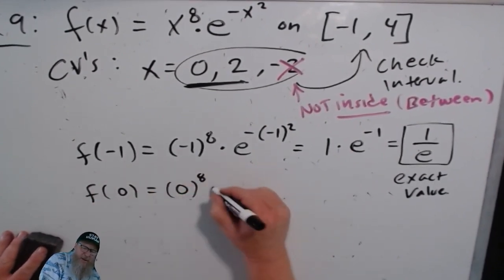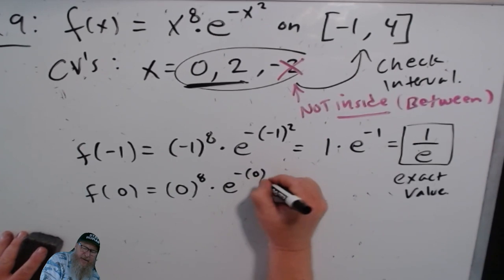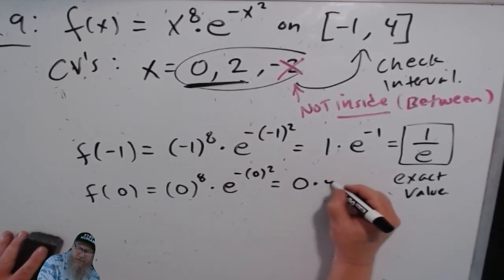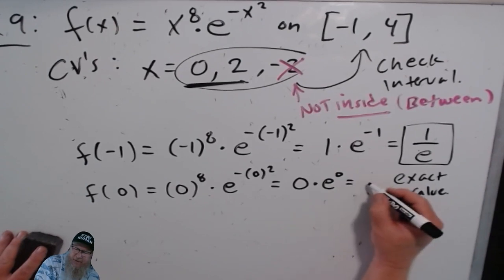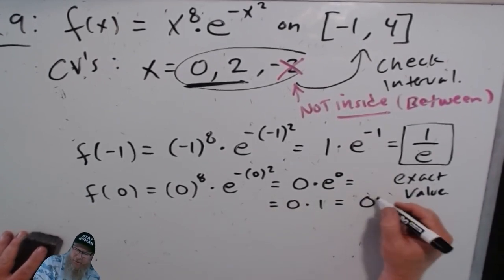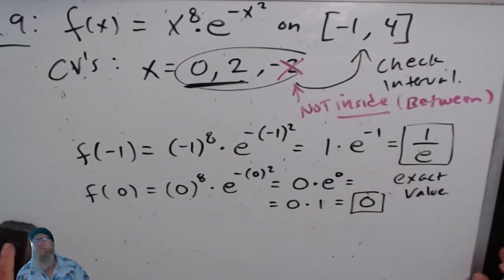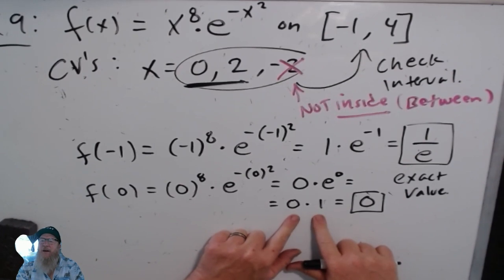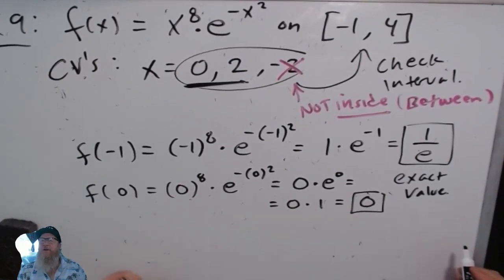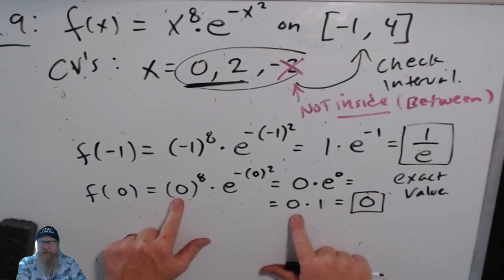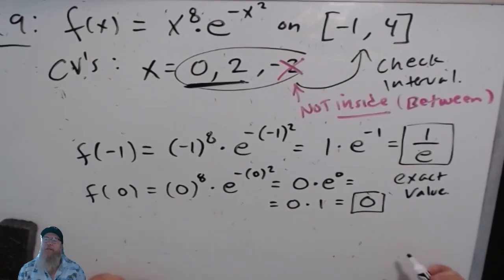0 to the 8th power times e to the negative 0 squared, which is 0 times e to the 0, which is 0 times 1, which is 0. All right, be very careful. You do have to verify that it actually equals 0 and not 1. It's because you're multiplying 0 times 1 that it becomes 0.